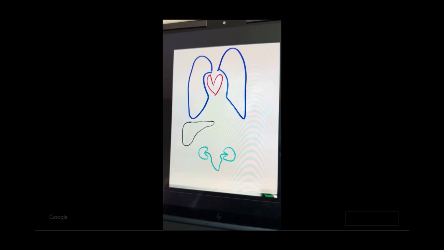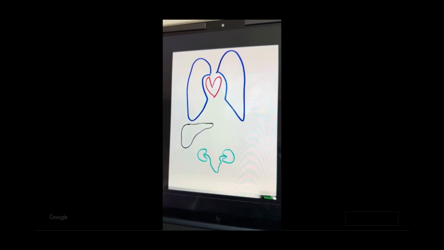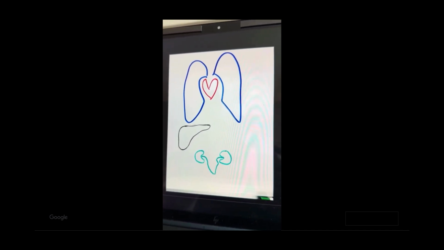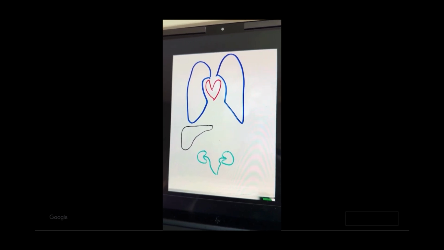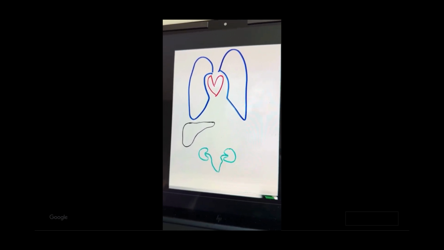What is going on here? It looks like a simple drawing of some internal organs. I can see what appears to be lungs, a heart, a liver, and some kidneys. Great. If the thing in red fails, what happens to the things in green?